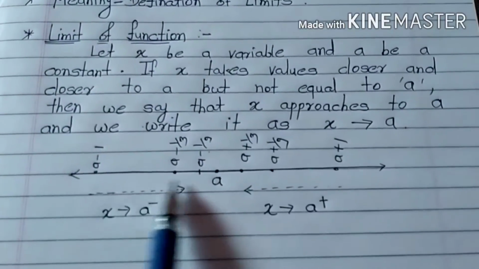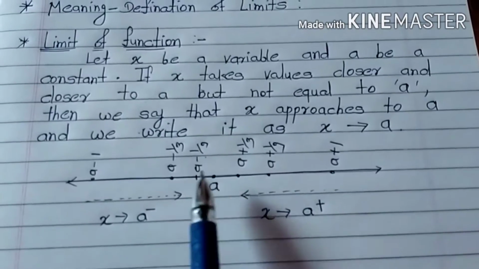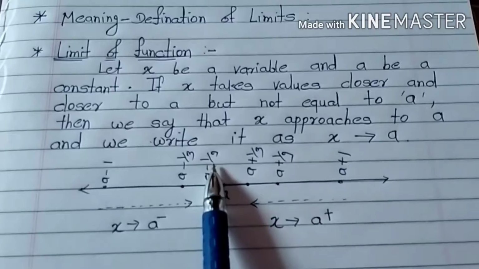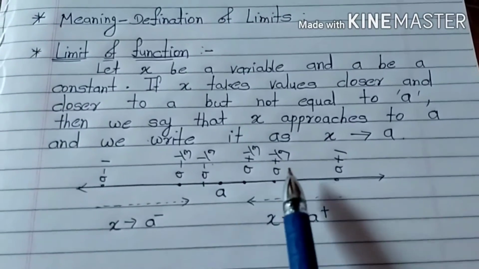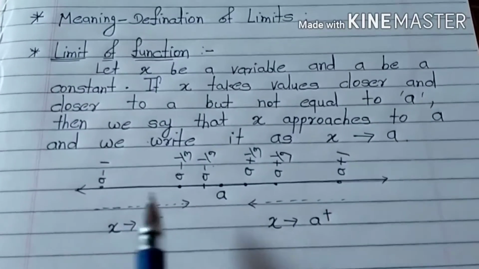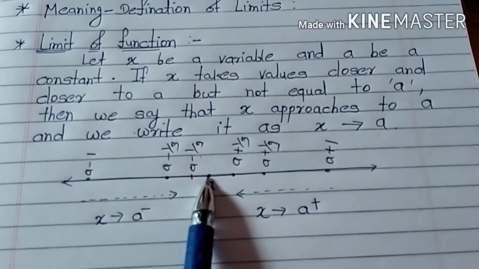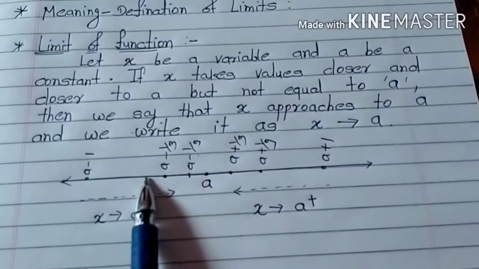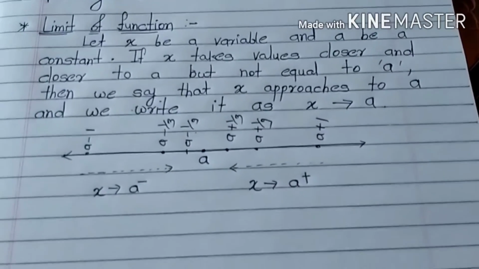So here is a small diagram. You can observe that this is a, and these are the values: minus 1 upon 9, minus 1 upon 3, which is minus 1 here, and here plus 1 upon 3, plus 1 upon 9, and here plus 1. You can observe that the value of x is closer to a but not equal to a.